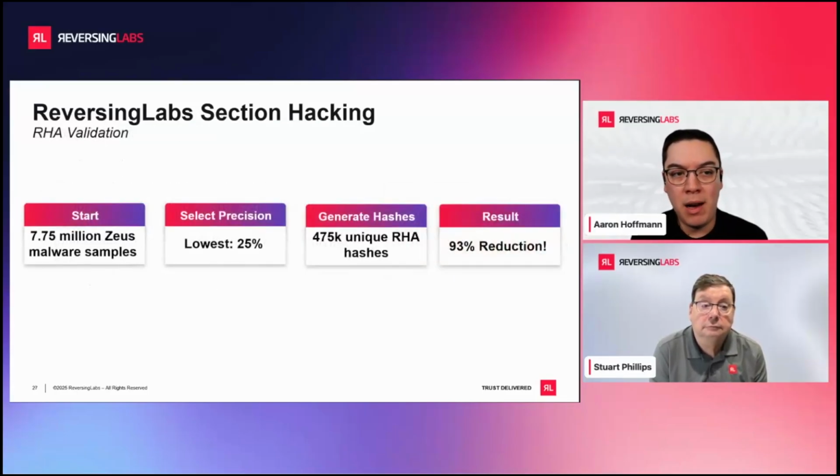So here's an example of how RHA was validated. I forget when this was performed, but essentially we started out with something like 7.75 million Zeus malware samples. Those files were run through the RHA hashing algorithm at the lowest precision of 25%. That resulted in about 475,000 unique RHA hashes, basically a 93% reduction of the overall unique malware samples in that case. So it's a pretty big reduction.